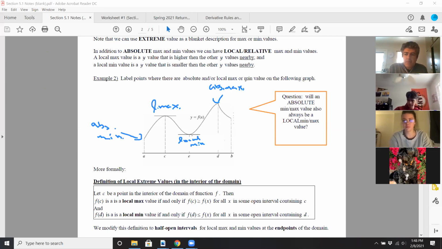So Mr. Amashi. Yeah, go ahead. Could you have multiple local minimums and maximums? Absolutely. You could have a curve that does like a sine curve. That's a great example. Or if it is something funky like this, totally.